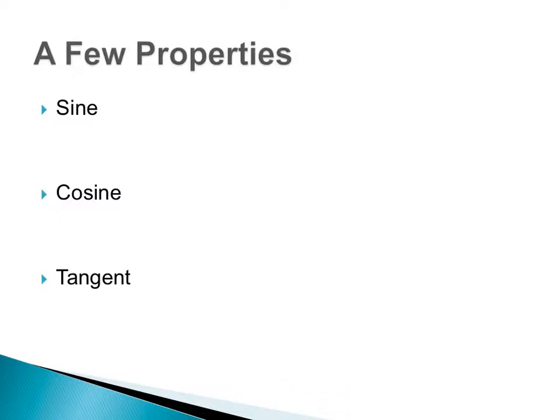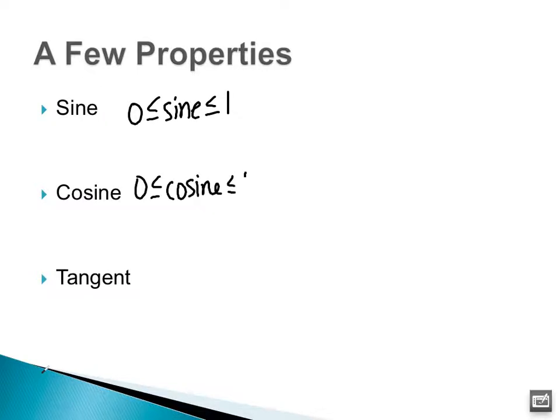Okay, a few properties. Sine is always between 0 and 1. Cosine is also always between 0 and 1. So if you get an answer that's smaller than 0 or greater than 1, you know you did something wrong.